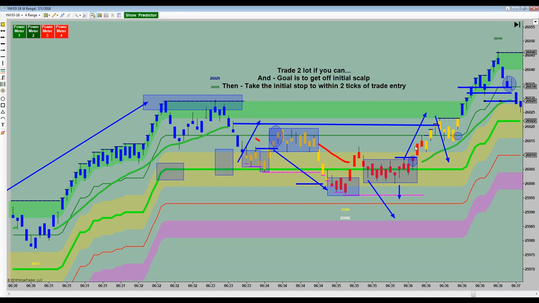Now, that was a lot to give up because here you entered here. So, you know, if you think about it, here's your entry. And the tight stopper got out here. The medium stopper got out here. And so you wind up giving a lot back.